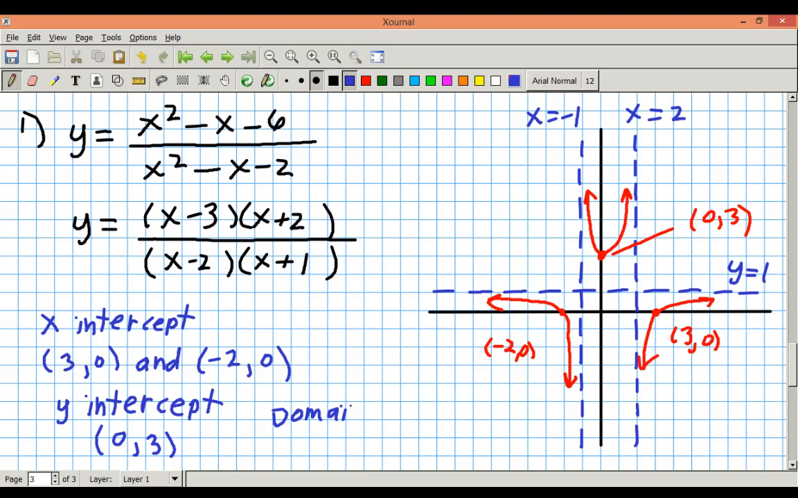Remember, the domain is what can x be. It's easier to say what x cannot be. So it looks like x can be anything that you want in this equation except where you got a vertical asymptote. So x cannot be negative 1. X cannot be positive 2.